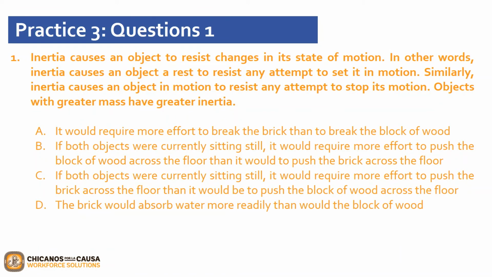Let's go ahead and take our newly learned skills to the next level by looking at our first practice question. It states, inertia causes an object to resist changes in its state of motion. In other words, inertia causes an object at rest to resist any attempt to set it in motion. Similarly, inertia causes an object in motion to resist any attempt to stop its motion. Objects with greater mass have greater inertia. So we have 4 options to choose from that would allow us to see this in action.